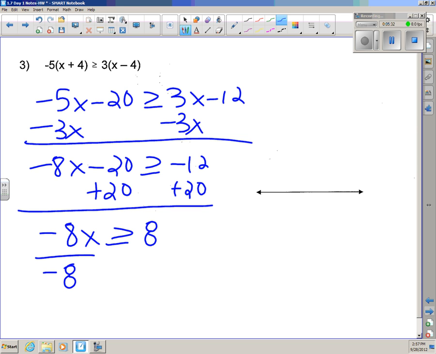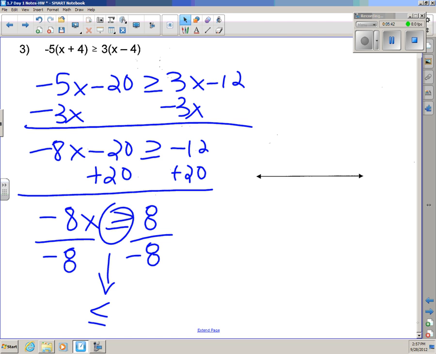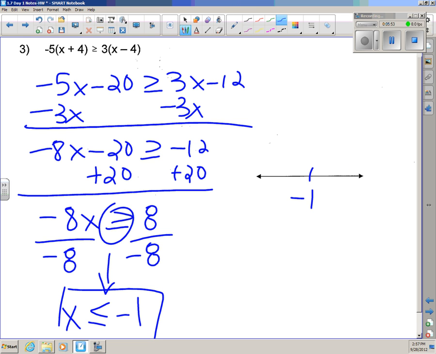Divide by negative 8. Again, you're dividing by a negative. If you divide by a negative, you need to reverse your inequality symbol. Let me raise this up a little bit. So I divide both sides by negative 8, and I come down with x is less than or equal to negative 1.